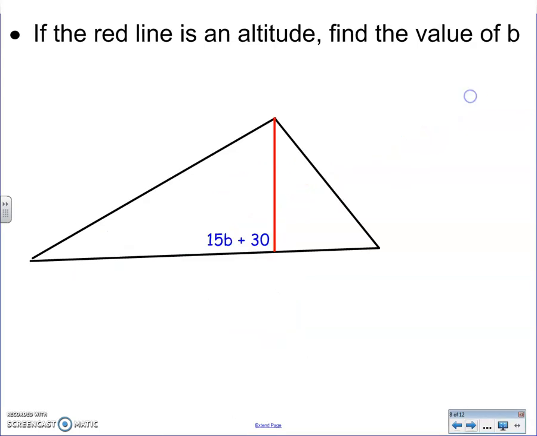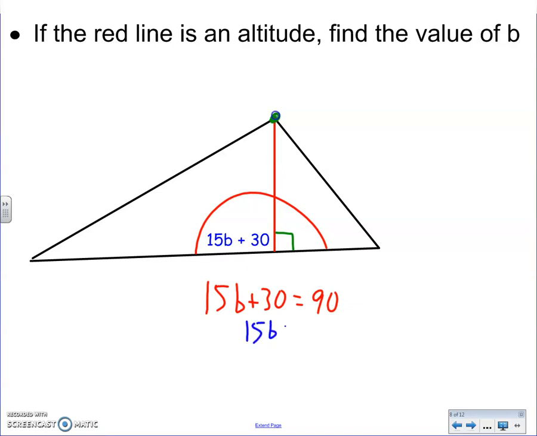Here's another one. The red line is an altitude. Altitude means the height, which means vertex and 90. If I know that's 90, again, I know these two make a linear pair together, or you can say 90 plus 90 makes 180. So I can say 15b plus 30 equals 90. I can subtract 30 from both sides. 15b equals 60. Divide by 15. b equals 4.